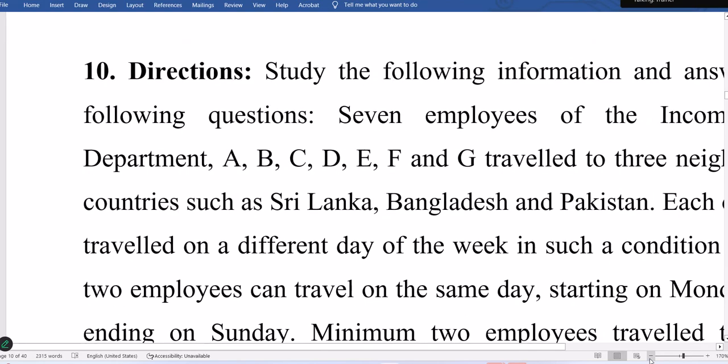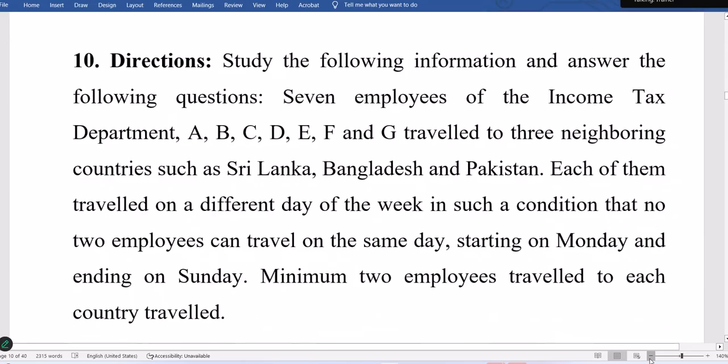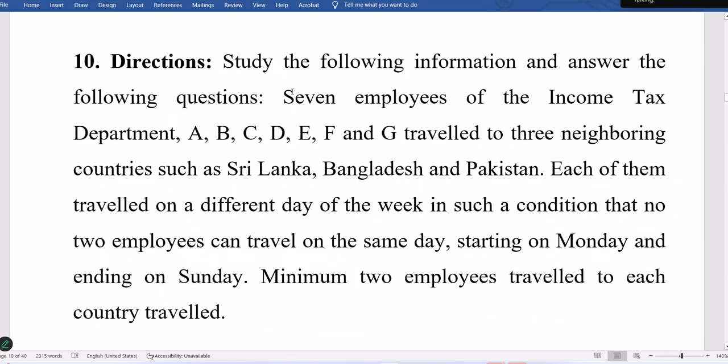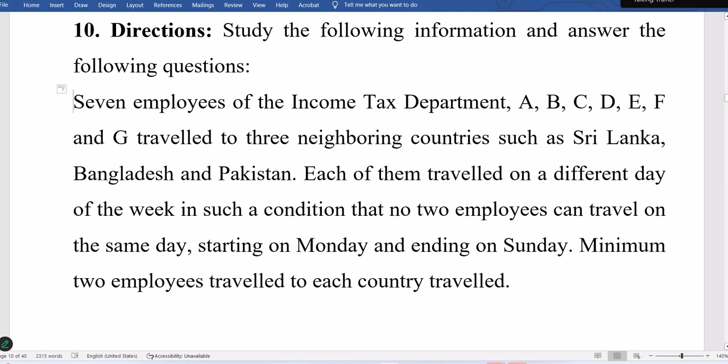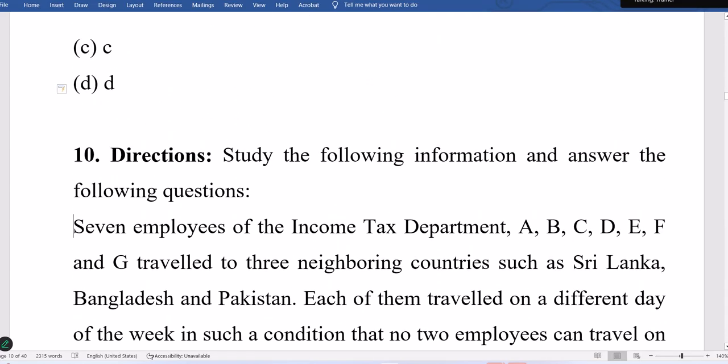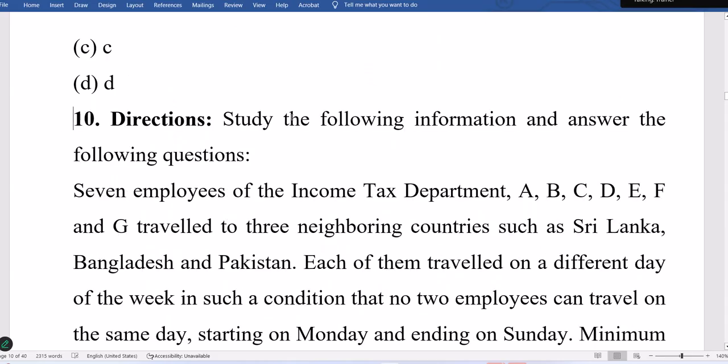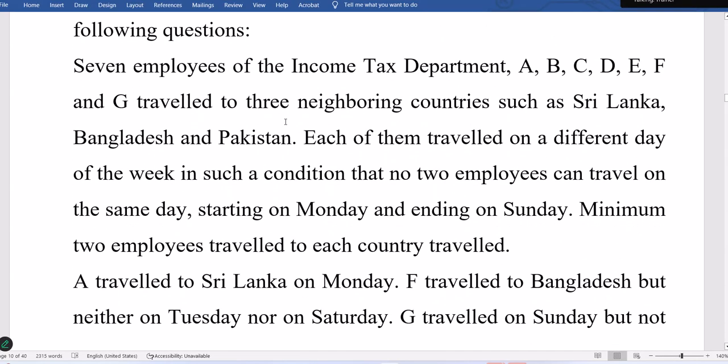Now this is Sri Lanka, Pakistan, Bangladesh. There are 7 employees. They are not going to 7 countries, only 3 countries. The 7 employees are planning to visit 3 countries. Now each of them traveled on a different day of the week.